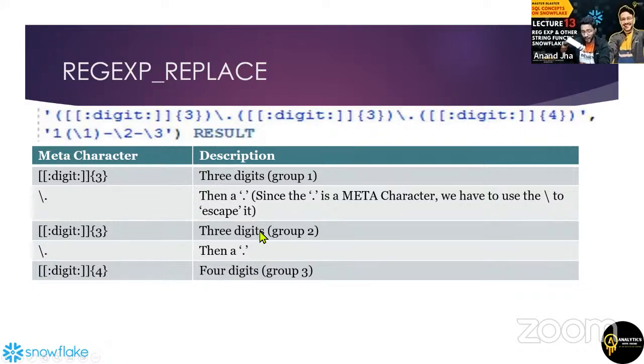What was the slash part? The slash was an escape sequence, right? We have to use the slash to escape it, because the dot we are escaping. Got my point? So that's why we are using the slash here. Okay. Square bracket denotes a list.